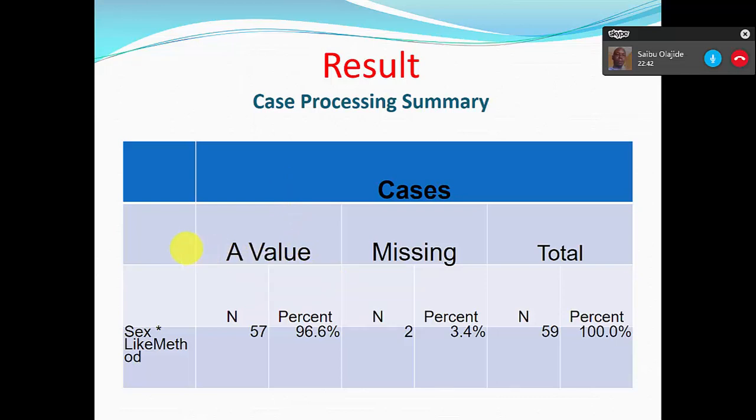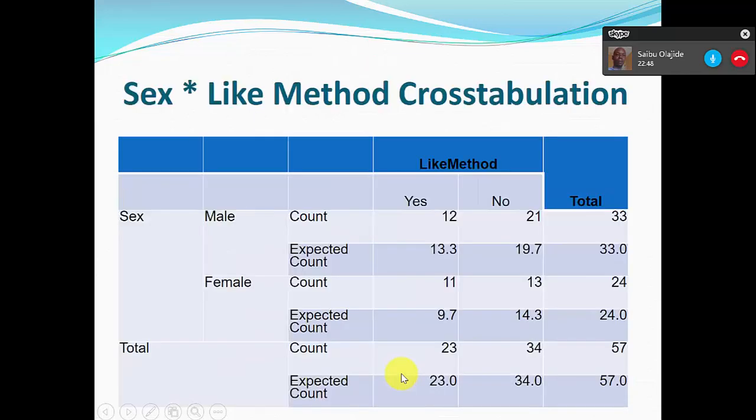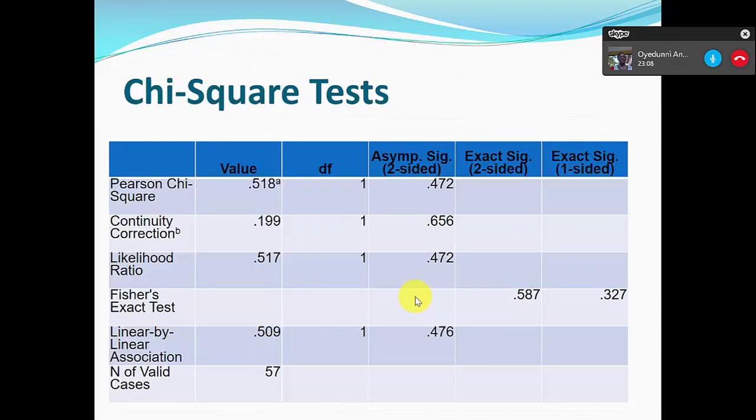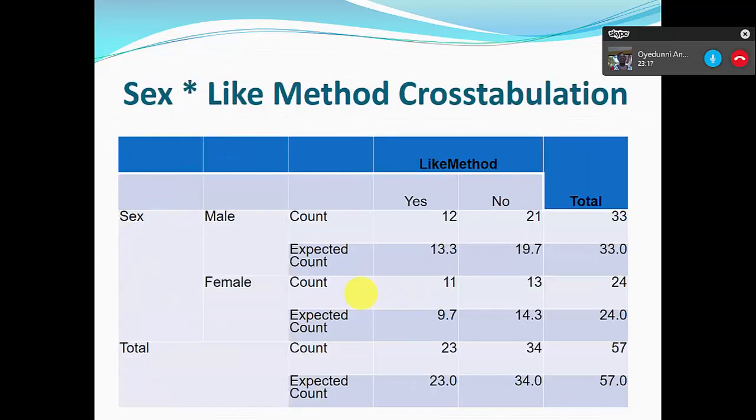And on the next slide, the count, that's the observed count. We have 12, and on the expected count, we have 13.3 for the male. For the female, we have that stated there. Then on slide 13, still explaining slide 13, we have the text on the row and column. On the row, and the like method on the column, we have everything stated out there.